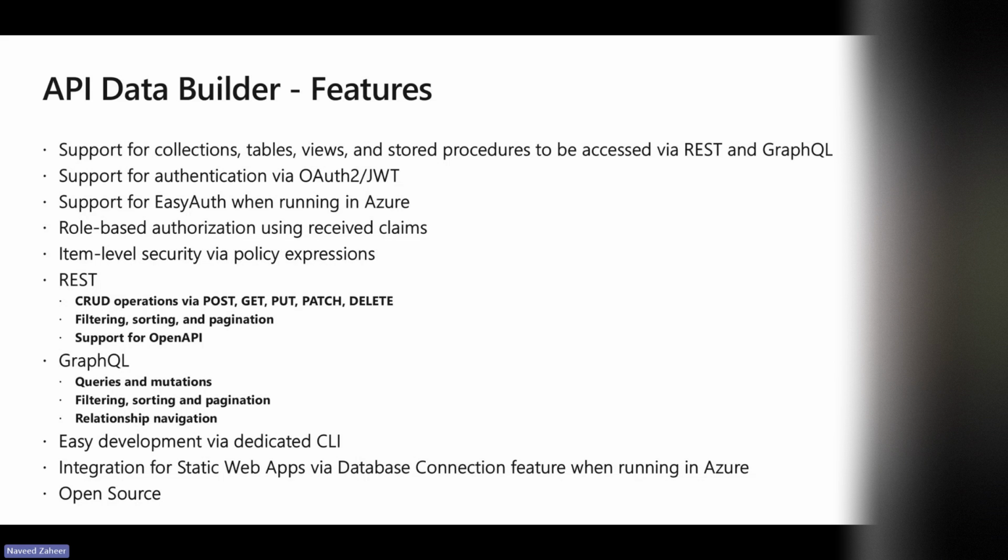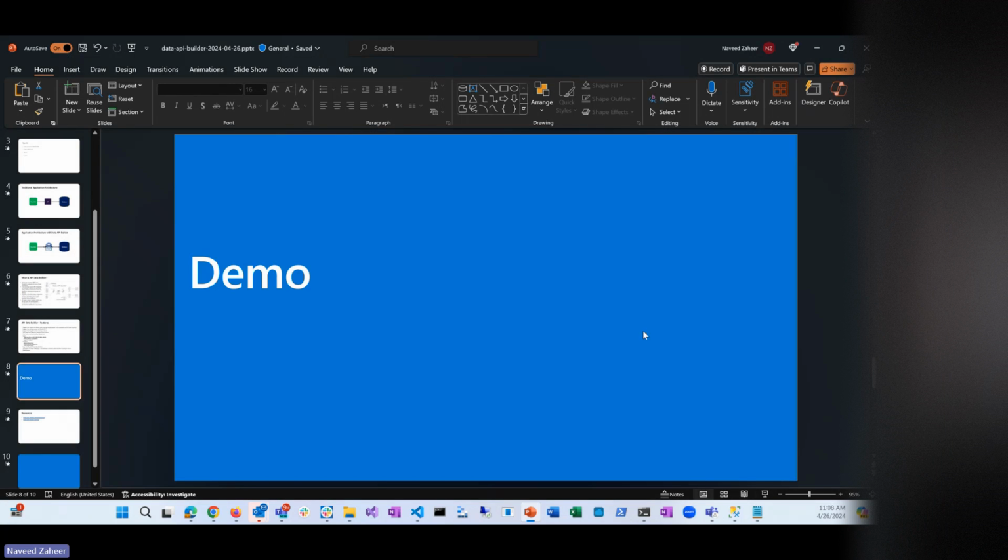It supports OpenAPI. In regards to REST, it supports what we call OData, so you can do filtering, sorting, and pagination. In regards to GraphQL, it supports mutations, queries, the whole shebang. And I already mentioned that when you are using the database connection feature of static web apps running in Azure, you are basically using this Data API Builder behind the scenes. Any questions? Okay, without further ado, let's get into some demos.